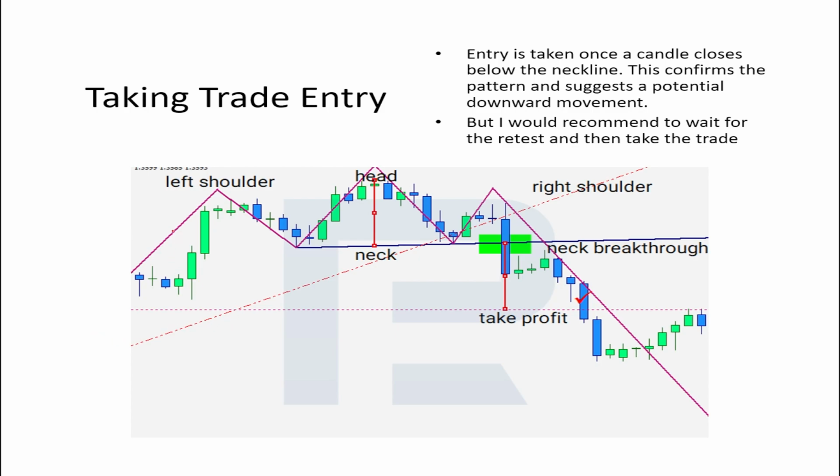Now if you see, you have a left shoulder, you have a head, and then you have a right shoulder, and then you have a neckline over here. Where you should wait is basically over this area. When this candle crosses the neckline, that's where you start to think about an entry. But wait, because this could be a false signal. Wait for the retest. This retest is very important.